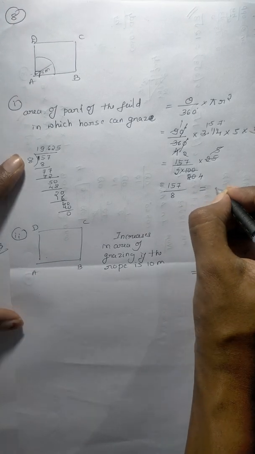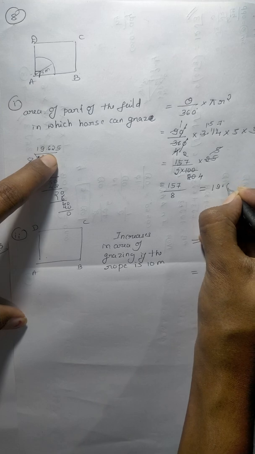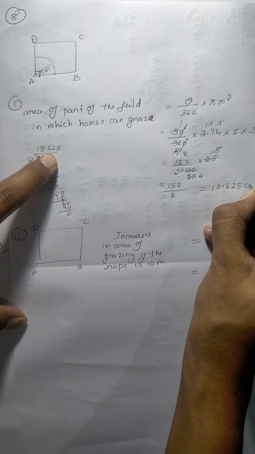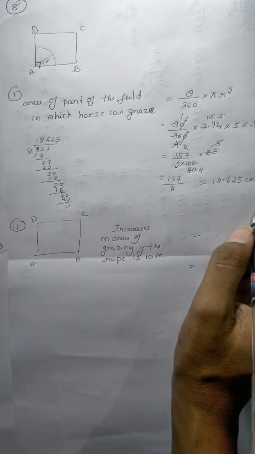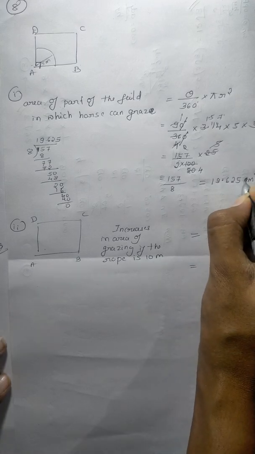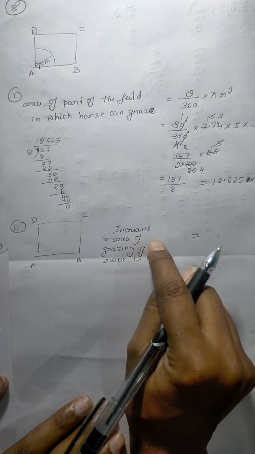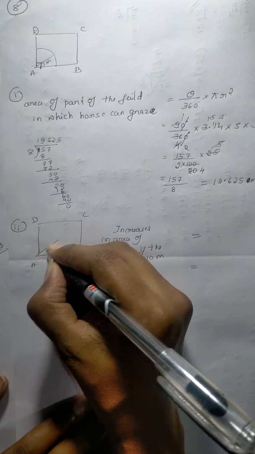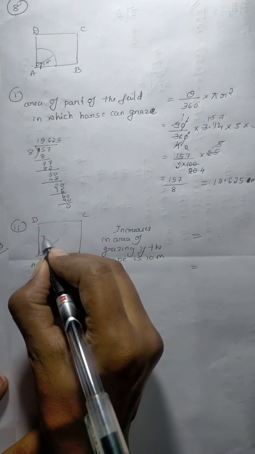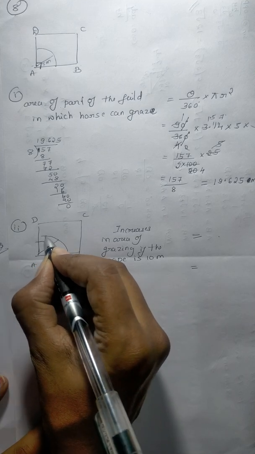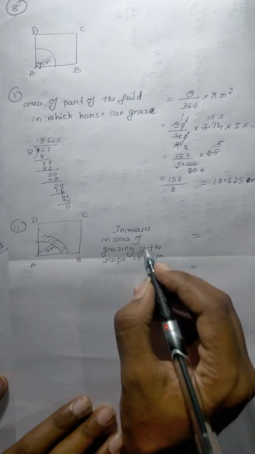So the value is 19.625 centimeter square. Not centimeter, meter square. They have given meters. So the next one: as they have given, increase the area of the grazing. So they have increased it to 10 meters. Previously it is 5. So now, the increased area we have to find.